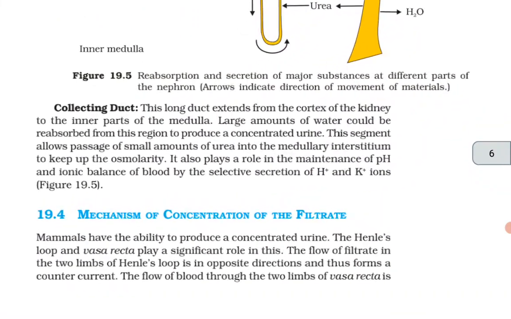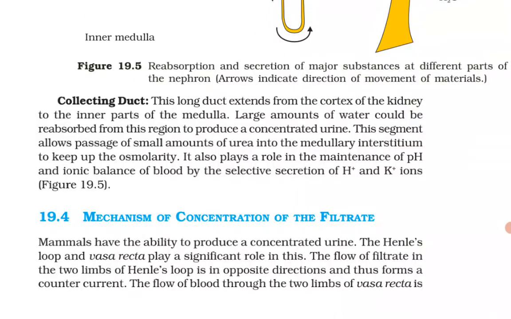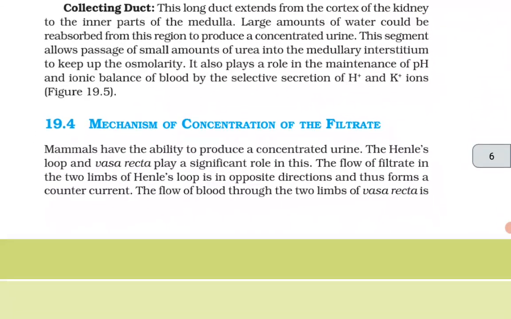Collecting duct. This long duct extends from the cortex of the kidney to the inner parts of the medulla. Large amounts of water could be reabsorbed from this region to produce a concentrated urine. This segment allows passage of small amounts of urea into the medullary interstitium to keep up the osmolarity. It also plays a role in maintenance of pH and ionic balance of the blood by selective secretion of H+ and K+ ions.